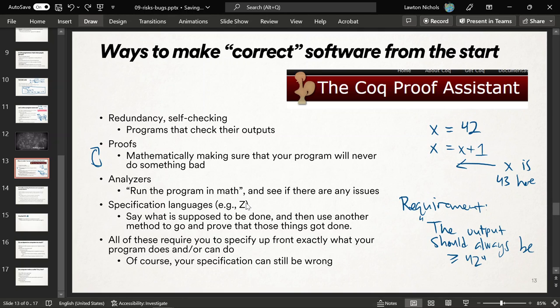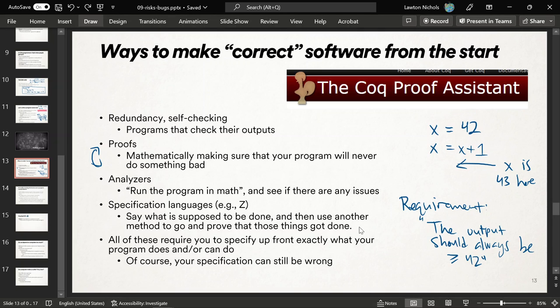So there's special specification languages. One is called Zed because it was invented by Europeans. And those, they don't prove that something is correct. They just specify, okay, this is what should happen in this situation. This is what the output should adhere to. So you say what's supposed to be done in your specification language, and then you use one of these methods, like a proof or an analysis, to make sure that those things that you're specifying are actually going to happen. Okay? So that's very, very important as well.